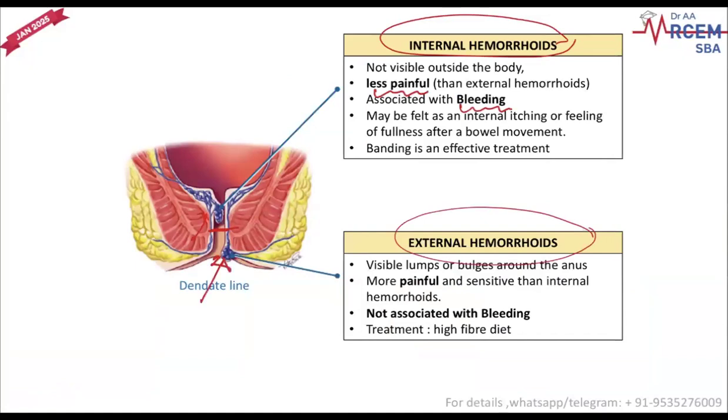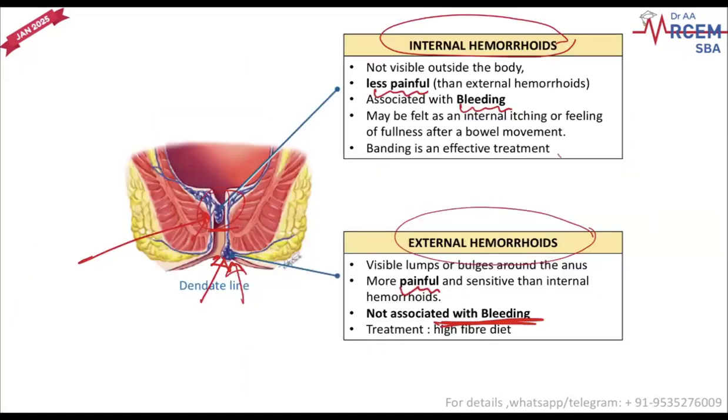External hemorrhoids are the ones which are very painful and visible at the anal side, but they do not bleed. They are not associated with bleeding. So remember, if the patient presents with pain, he will not have bleeding. If he has painless bleeding, then suspect internal hemorrhoids. Internal hemorrhoids can only be seen on proctoscopy, or you need to do a digital examination. External hemorrhoids are easy. If you ask him to strain, the external hemorrhoid starts appearing.